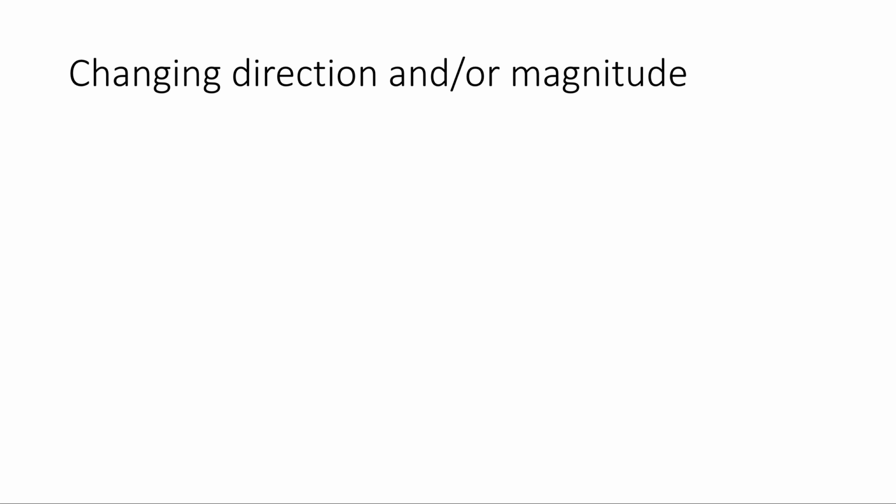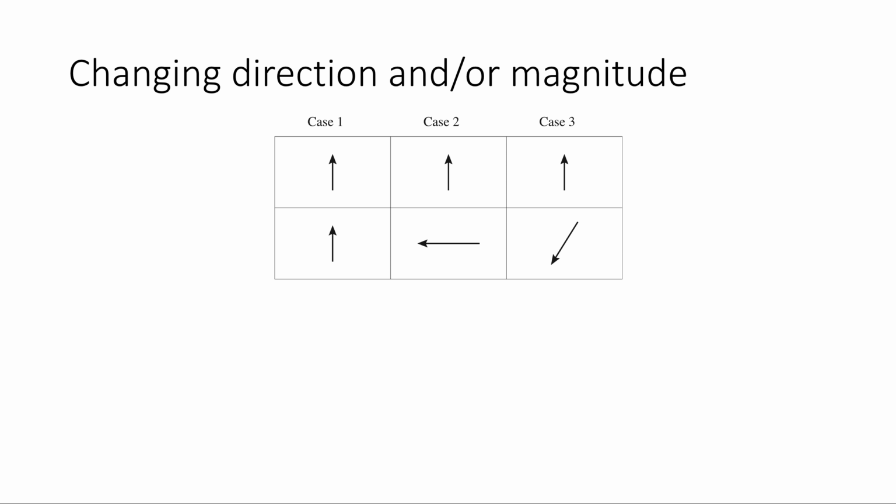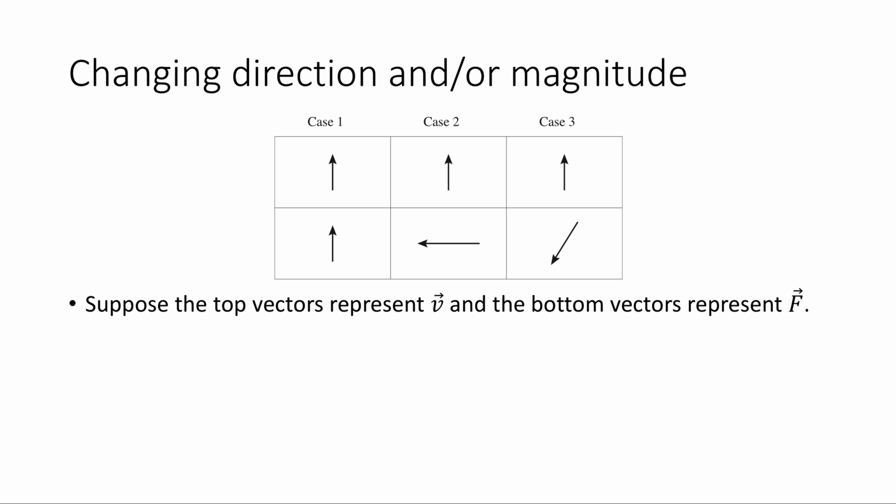Let's look at a brief example of how these can change either the direction or the magnitude of these velocities. So consider these three cases of two vectors each. First, suppose that the top case represents the linear velocity of an object, and the bottom represents the linear force applied to the object. Remember, Newton's second law in linear form says force equals mass times acceleration, so the acceleration of these objects will be in the same direction as these bottom vectors. So in case one, the acceleration is in the same direction as the velocity, so the object will be speeding up, but it will not be changing direction.